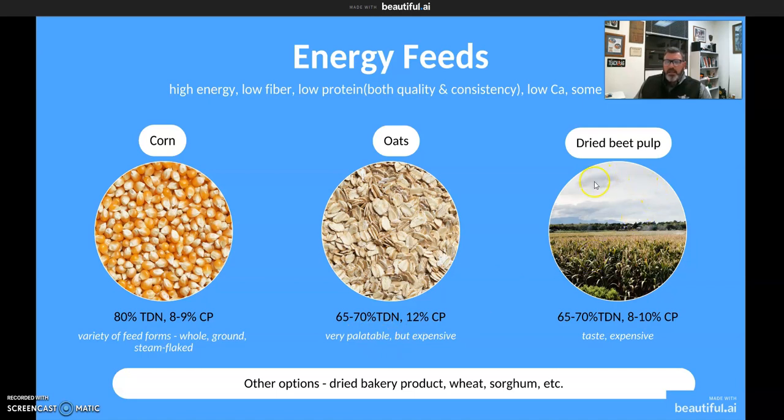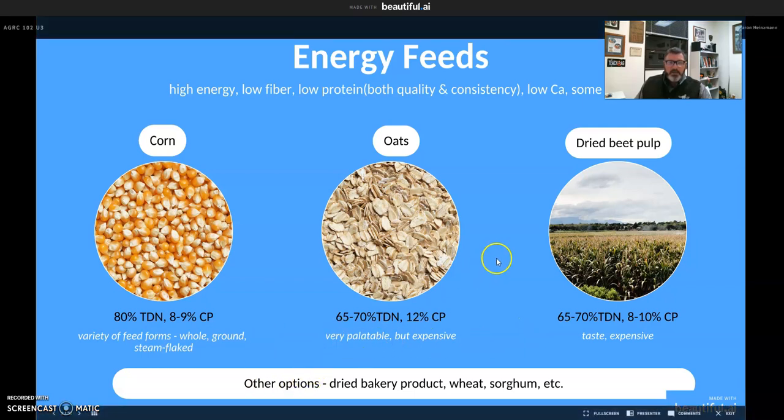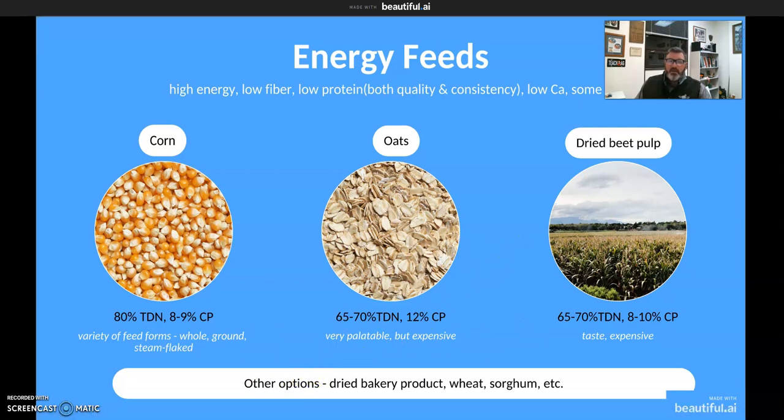I thought I'd throw in a byproduct here of dried beet pulp. This is sugarcane in the picture. Similar energy profile to oats. A little bit lower crude protein. It's very, very tasty, but it's quite expensive to feed. Other options that you might find in this category are dried bakery product, wheat, sorghum, etc. Any of your cereal grains would fit in here.